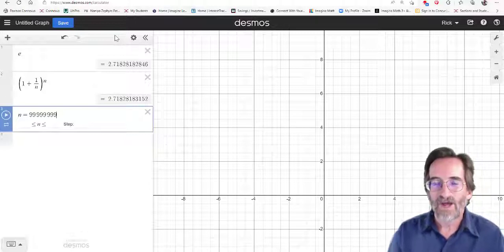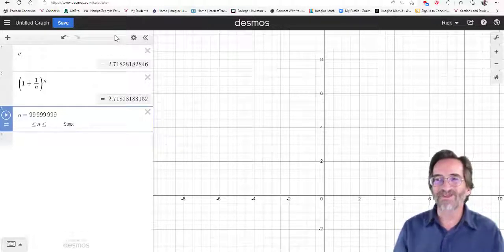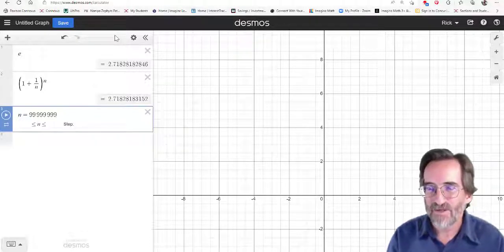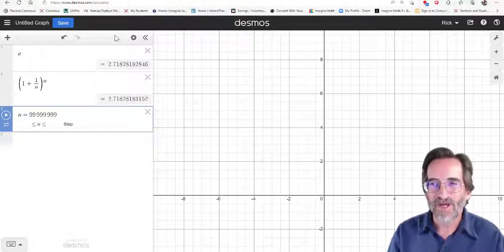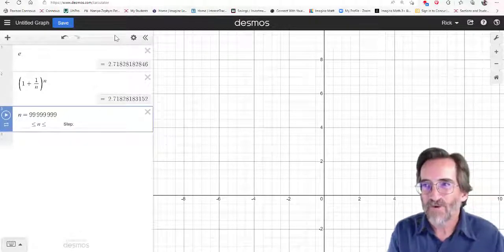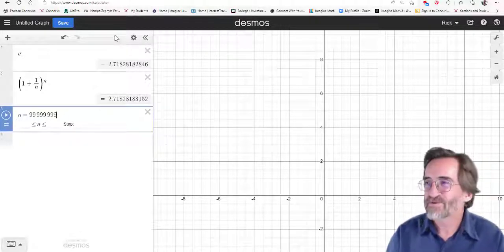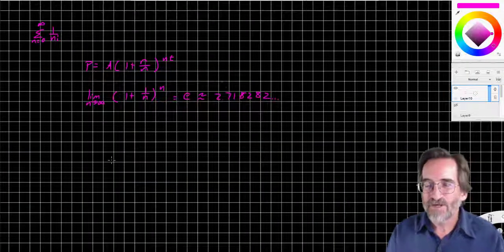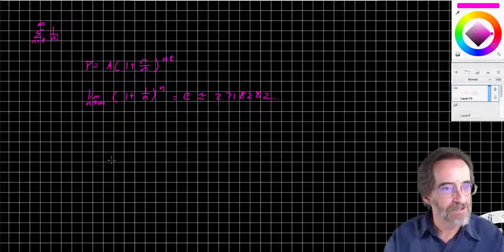What's happening actually is we're running out of the buffer that the calculator can handle. So that's about as accurate as Desmos is going to get it for us. But the limit, trust me, the actual limit is the exact value of e, 2.718282 thereabouts, right? All right. So that's kind of an introduction to exponential functions.